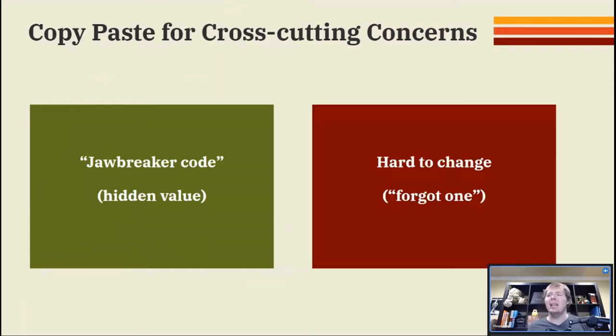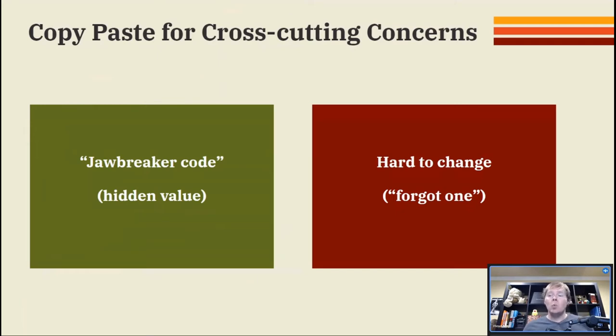And then the other reason, and this is a really important reason why you don't want to rely on copy-paste for cross-cutting concerns, is because it gets hard to change. So let's say the way you're doing authentication changes, the way you're doing transaction management needs to change.